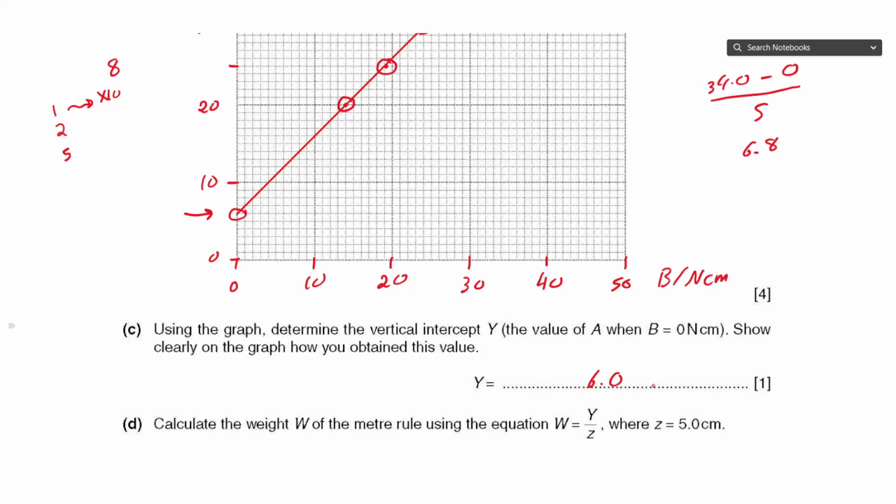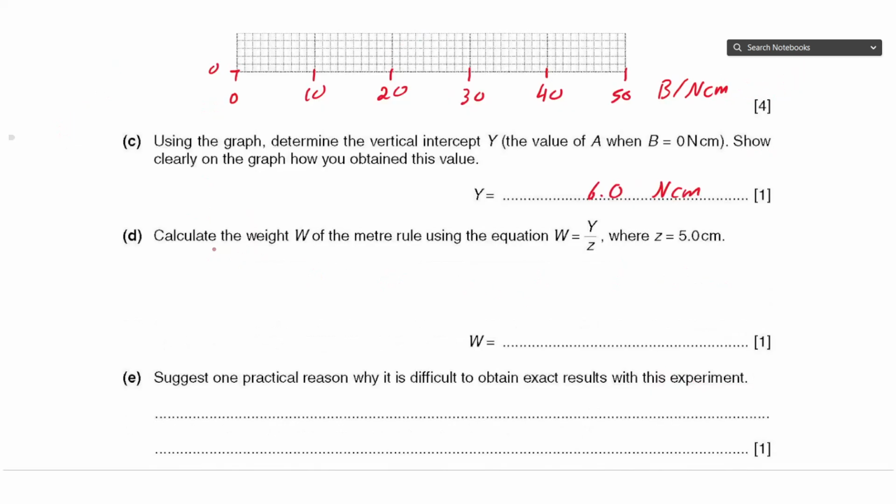This is my graph. And the unit on the y-axis is Newton centimeter. Part D says calculate the weight W of the meter rule using the equation W is equal to Y over Z, and Z is 5. So 6.0 divided by 5.0. That gives an exact value of 1.2.